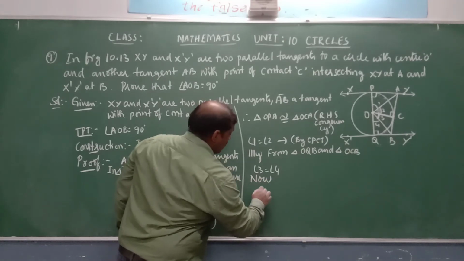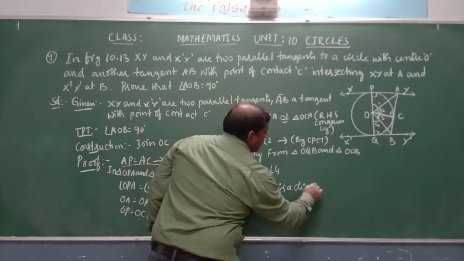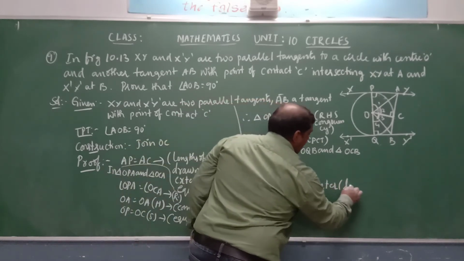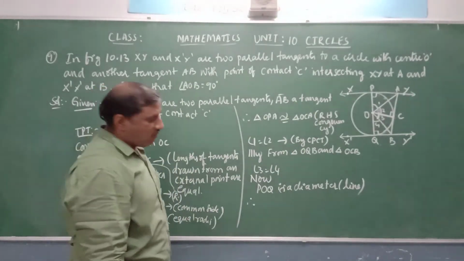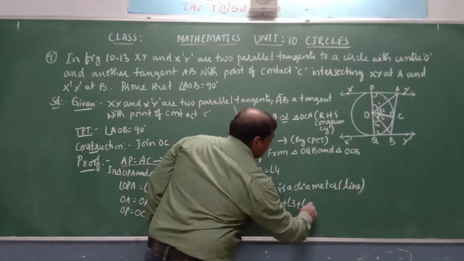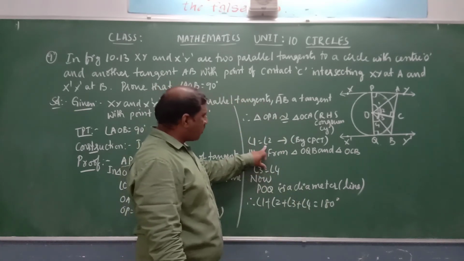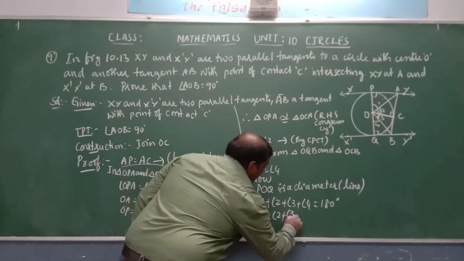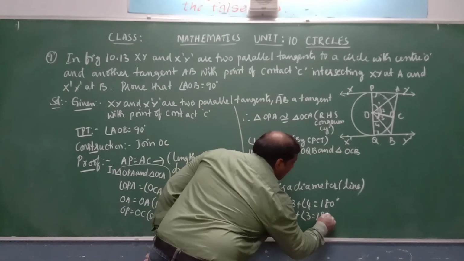Now, POQ is a diameter. Therefore, the diameter is a straight line. So, angle on a straight line is equal to 180 degrees. Therefore, angle 1 plus angle 2 plus angle 3 plus angle 4 is equal to 180 degrees. But angle 1 is equal to angle 2. So replace angle 1 with angle 2, and angle 4 with angle 3.